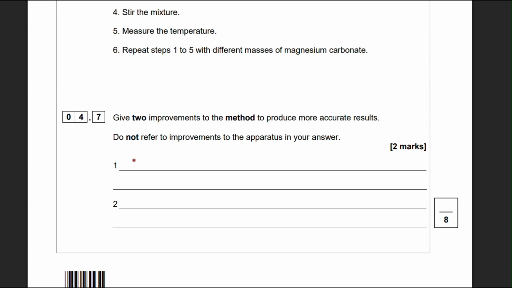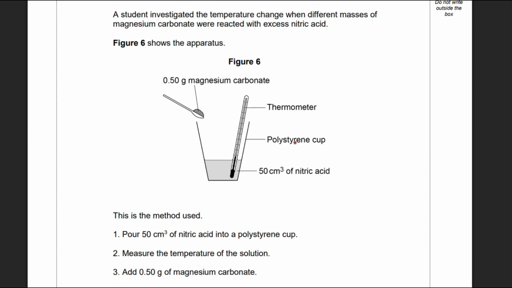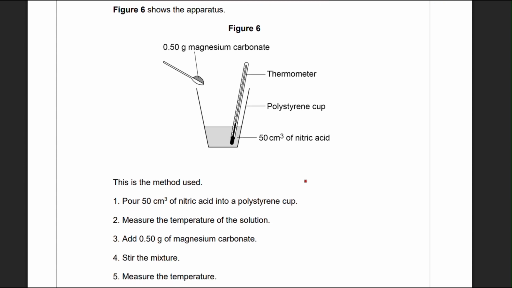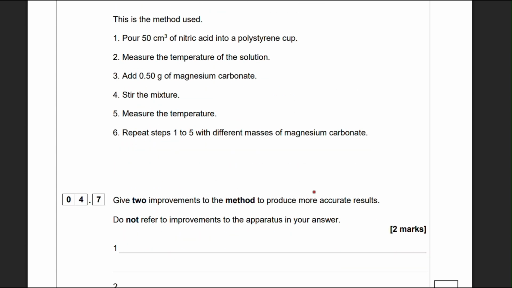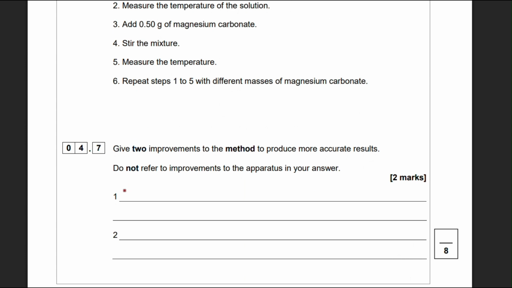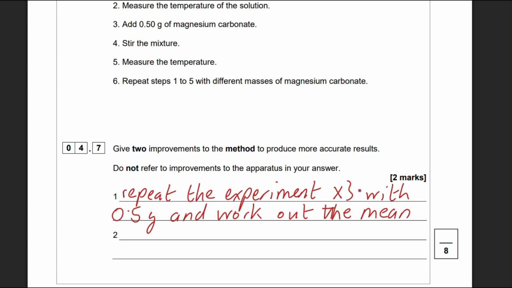Well, always when it comes to accuracy, it says do not refer to the improvements in the apparatus in your answer. So I can't say put a lid on the beaker. That would be better as well. So always when it comes to accuracy, we have to do repeat measurements. But I can see that in the instructions here, we only did it once with 0.5 grams. So the first thing I would say is I would repeat the measurements with 0.5 grams at least 3 times and then work out the mean. So that's what I've written there. Repeat the experiment 3 times with 0.5 grams and work out the mean. So you must mention working out the mean, otherwise you're not going to be awarded that mark.